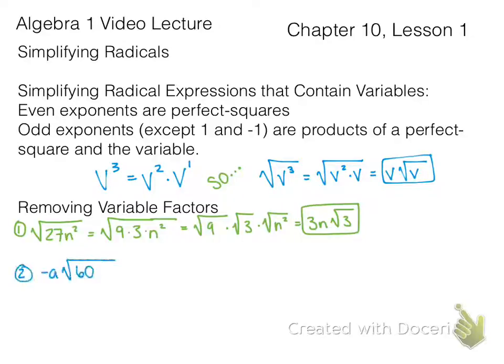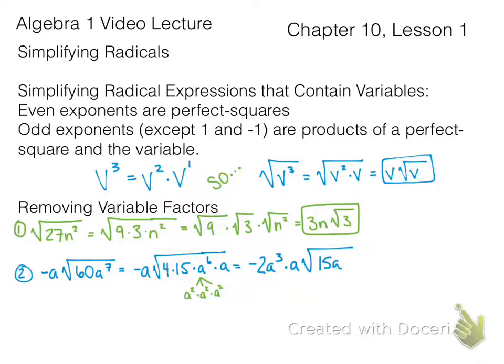All right, number 2, I have negative 8 times the square root of 60a to the 7th. So I can pull out probably that square root of 4 and the square root of a to the 6th, because a to the 6th is really just a to the second times a to the second times a to the second.